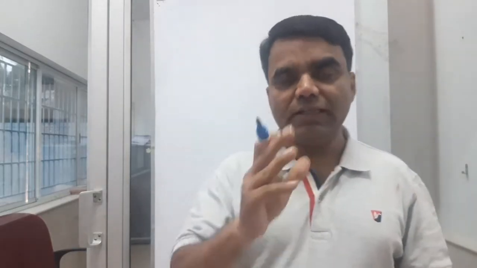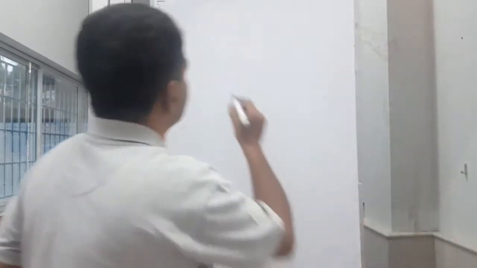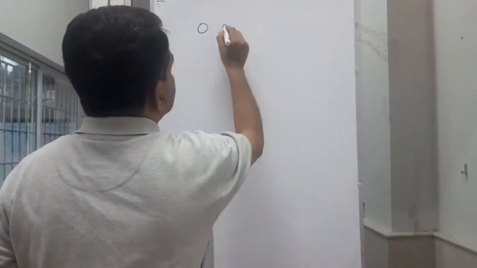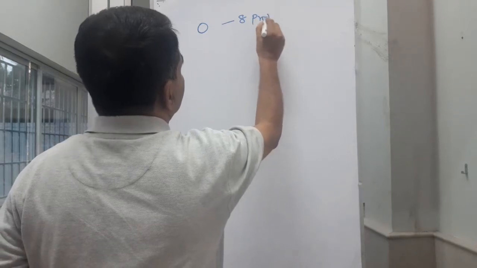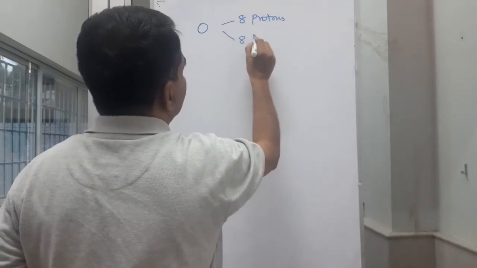Once you understand that there is an electrostatic force of repulsion among the protons, and there is also a nuclear force of attraction among protons and neutrons, then we are good to go. We can go to the next level. Now we'll talk about the oxygen atom. The nucleus of the oxygen atom has 8 protons and 8 neutrons.